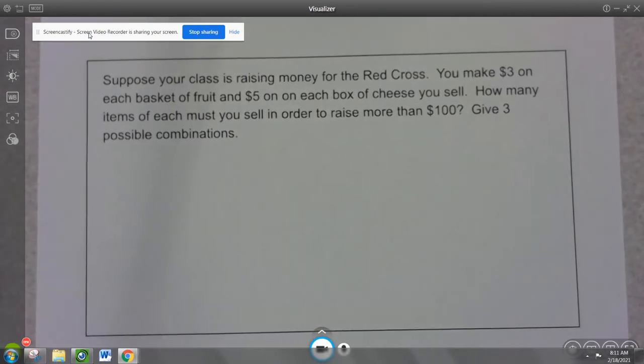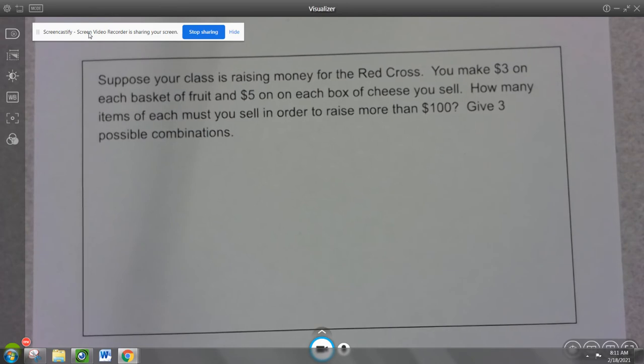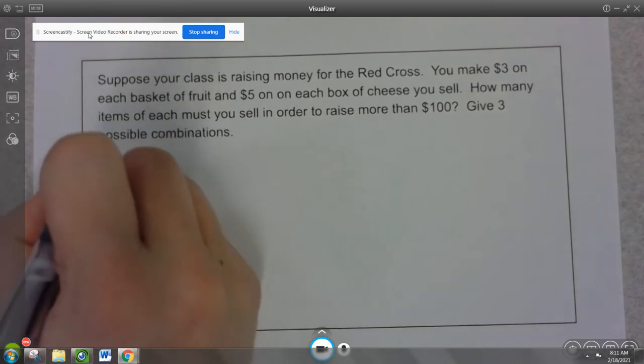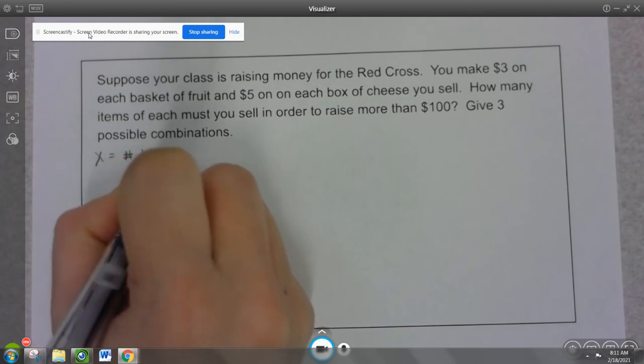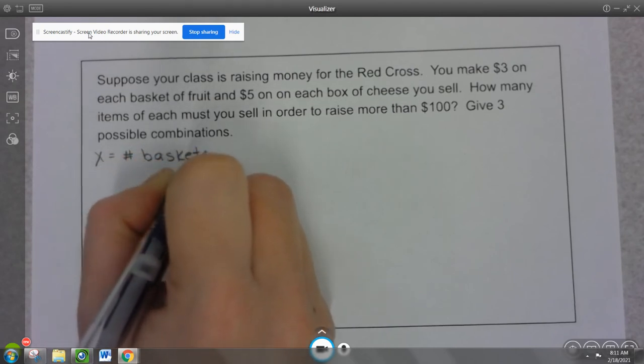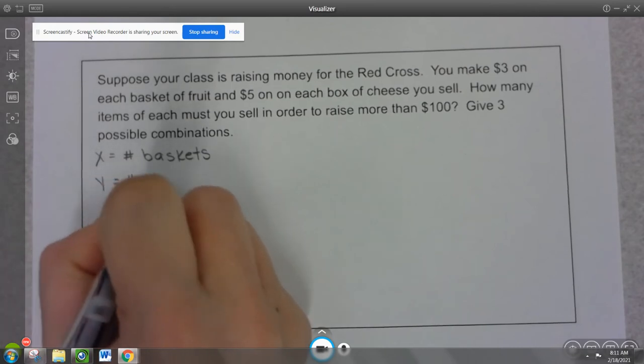So we're raising money for the Red Cross, $3 for a fruit basket and $5 for a box of cheese. So I'm going to make X my number of baskets, and that's fruit, and Y is the number of boxes of cheese.